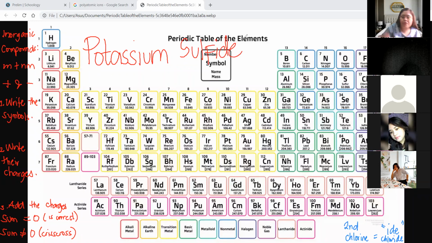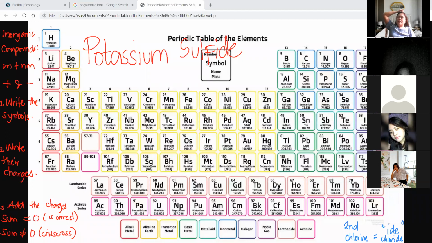Potassium sulfide. Again, we have there potassium sulfide. So you try if you can follow the steps. Ma'am, to check if it is correct, if it equals 0, the subscript is multiplied by the charges, ma'am.